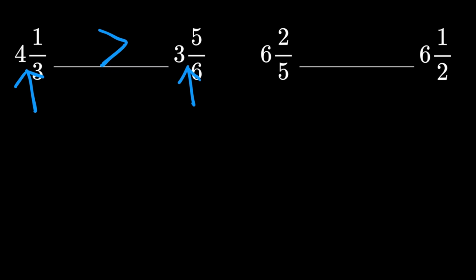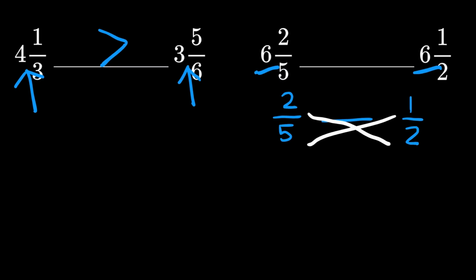Now let's do the next example. We have 6 as the whole number, so we have the same whole numbers. So the next step is to compare the fractions. Now we apply something called cross multiplication. Now let's use two letters. A will be on this side and C will be on the other side. So when we multiply 2 times 2, that gives me 4. And when I multiply 1 times 5, that will give me 5.